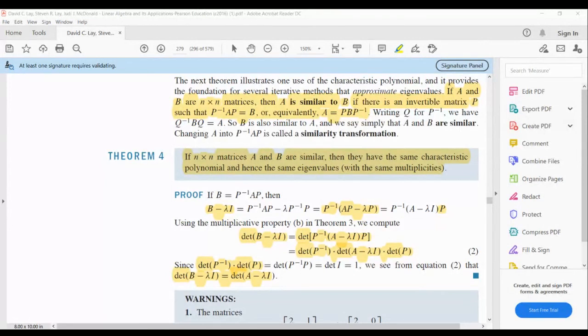Well, I know it came up in the homework. So, therefore, in that 2 there, the determinant of P inverse times the determinant of P is just equal to the determinant of I, which is 1. And so there you go. They solved it. Are there any questions on that?